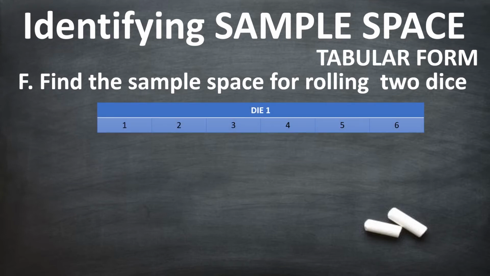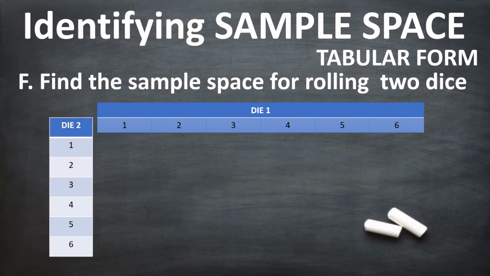So for the first die, the possible outcomes in rolling the first die are the numbers from 1 to 6. And for the second die, we also have possible outcomes as numbers 1 to 6. So what we're going to do is to find or list down all the possible combinations of numbers for the first die and the second die.